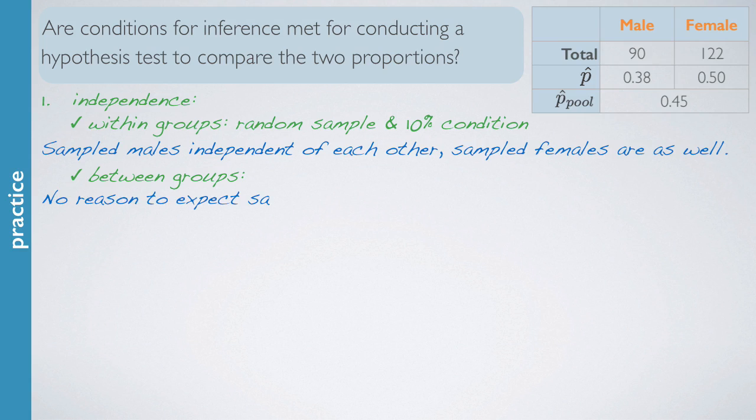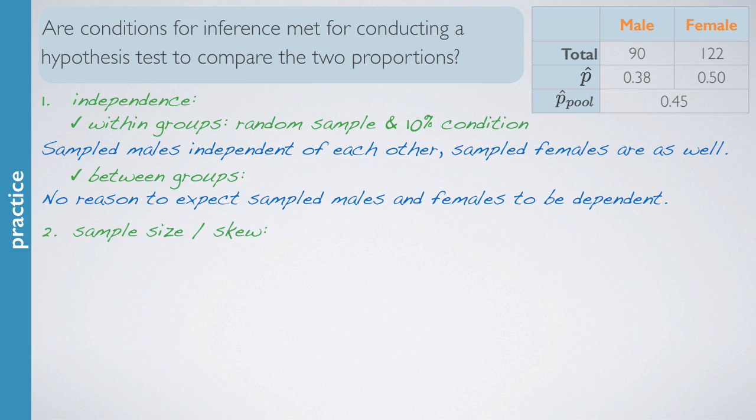Therefore, we really have no reason to expect that sampled males in the sample and the sampled females in the sample are dependent on each other. These are not necessarily paired people in any way, and even if we had any worries about that, with the different sample sizes from the two groups, we know that they're definitely not one-to-one paired. So since there is no reason to expect dependence between the two groups, we can assume that this between group independence condition is met as well.